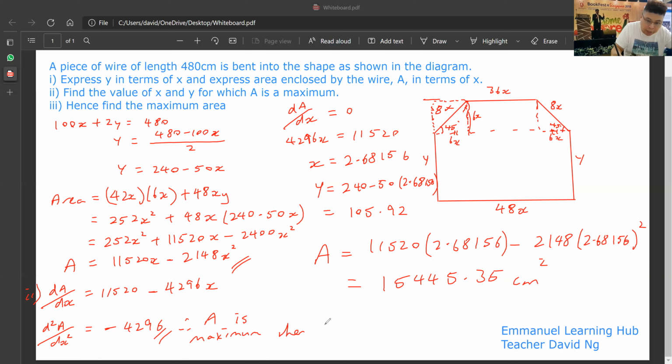Okay, when dA/dx is 0, A is maximum. So that's why I equate this to 0. Find my x, find y, find A. Okay? Any question?